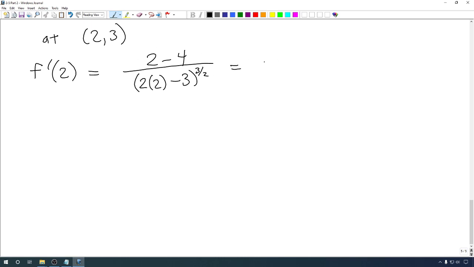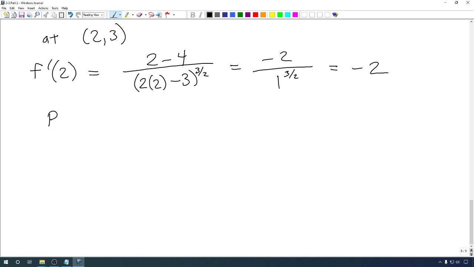Of course, the top here is a -2. The bottom, this is 4 minus 3, or just 1 to the 3/2 power. I kind of picked one that would make it a little easier for us on the bottom. 1 to any power is just 1. So really our derivative here is -2. This is the slope of our tangent line. And we already have the point. We have the point 2, 3.